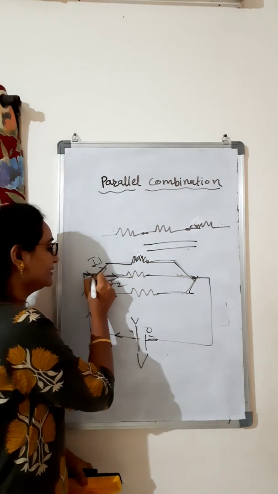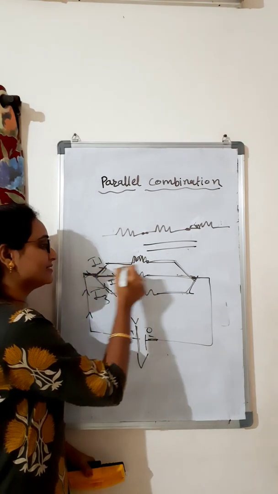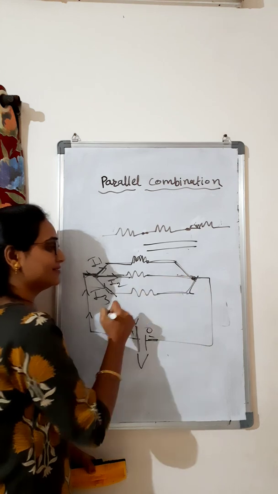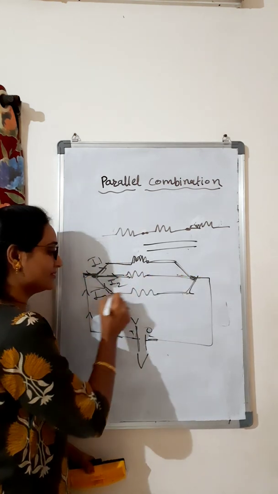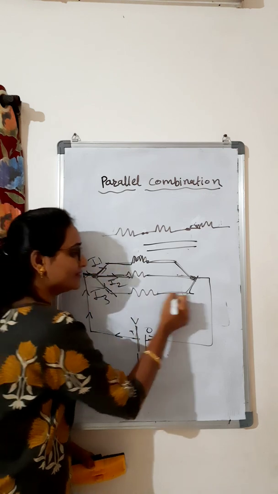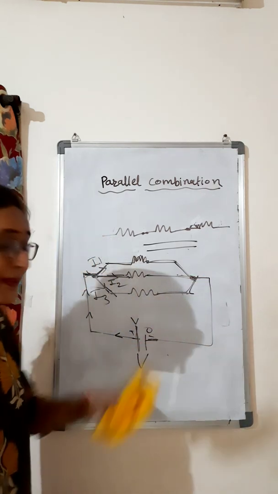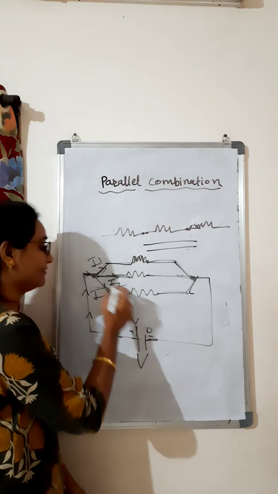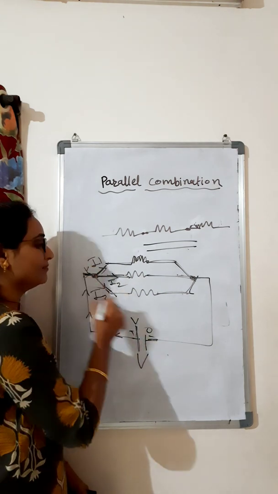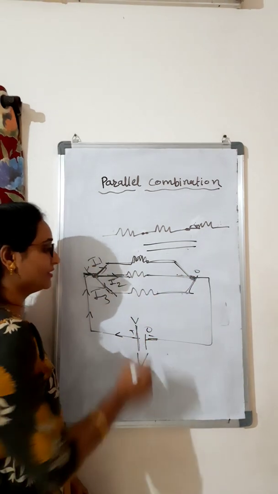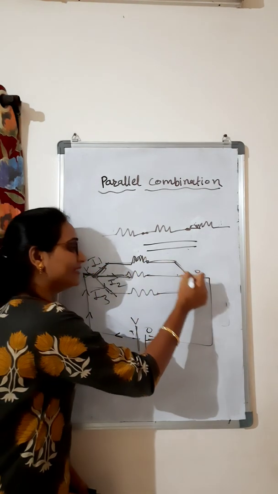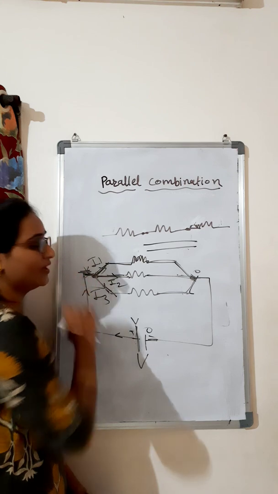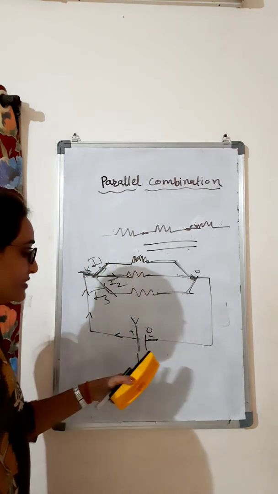Now see, this is the end of this resistance, and this is the end of this resistance. Means all three resistances have one end at V potential and the other end at 0 potential. Means all three resistances are connected across a potential difference of V minus 0, that is V.